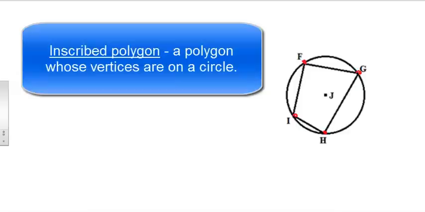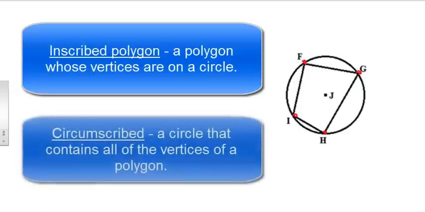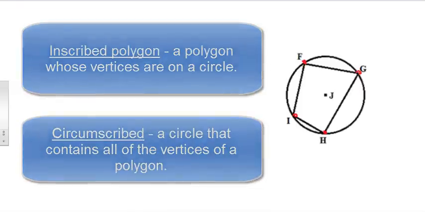Circumscribed would be talking about the circle. So this circle, circle J, is circumscribed around polygon FGHI. So when I'm talking about the polygon inside, in this case, I would say the polygon is inscribed inside the circle. If I was talking about the circle, I would say the circle is circumscribed around the polygon.